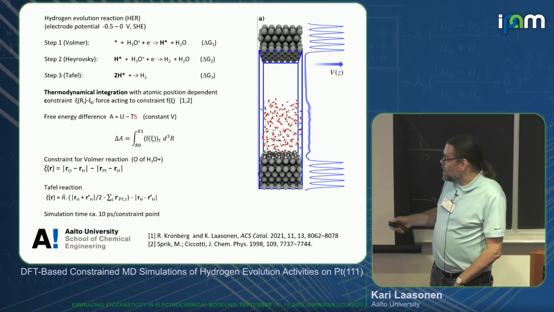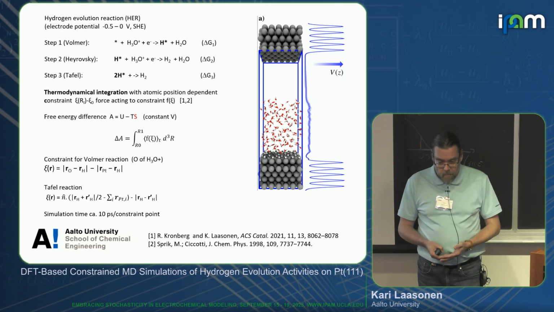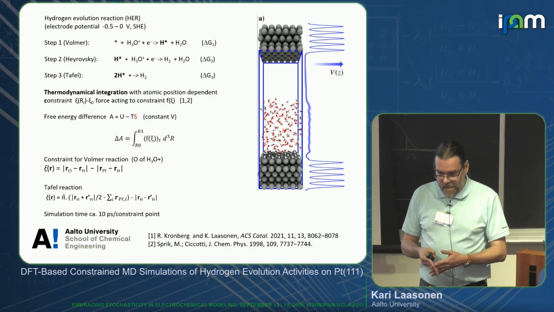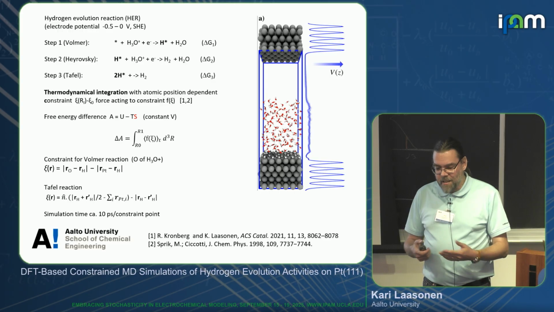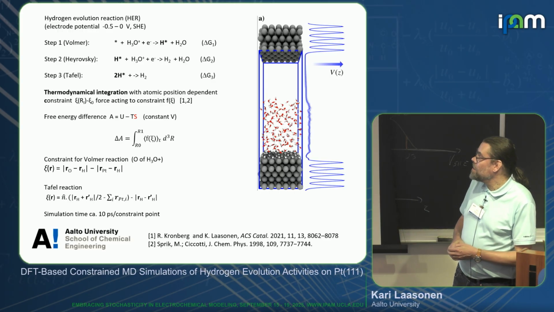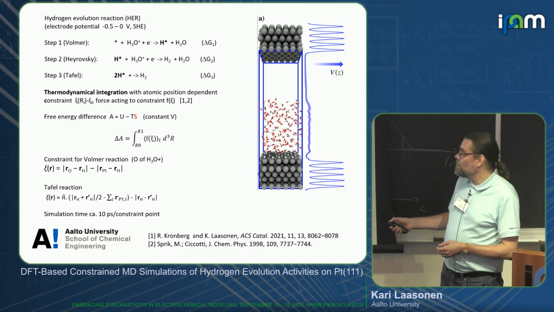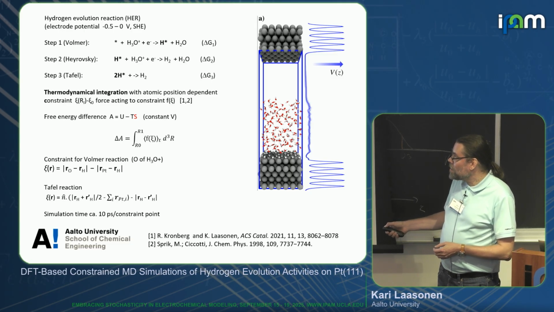The method we're using is so-called thermodynamic integration. You can get free energies from atomistic simulation in many ways. It's a bit tricky. It's very easy to get many other quantities, but the free energy from molecular dynamics is always somewhat tricky. You need some technique. So we use the so-called constraint method. I'll have a few slides.